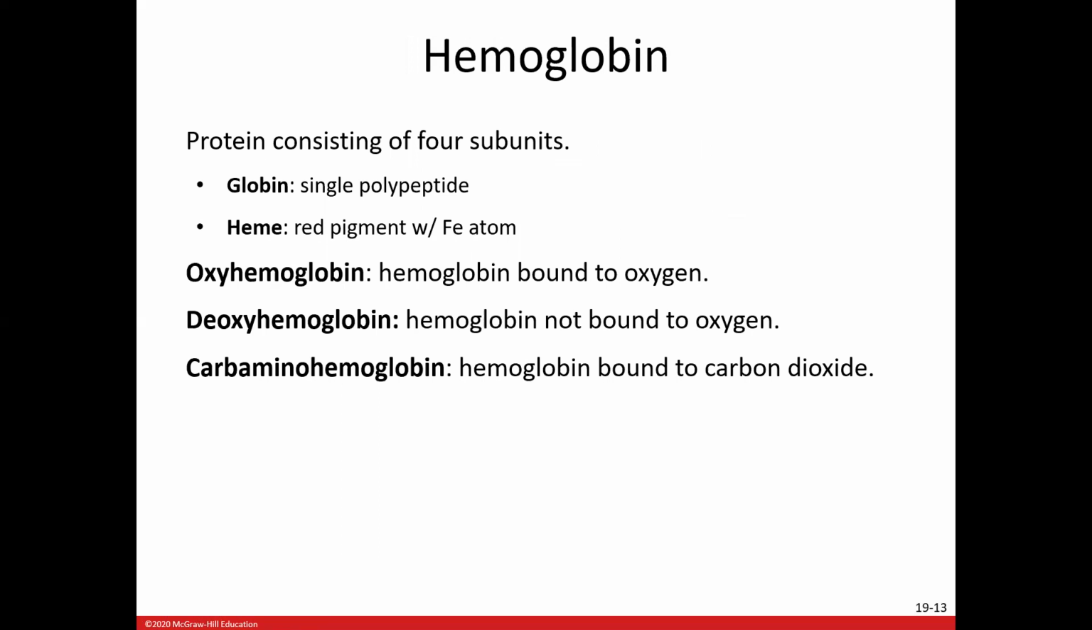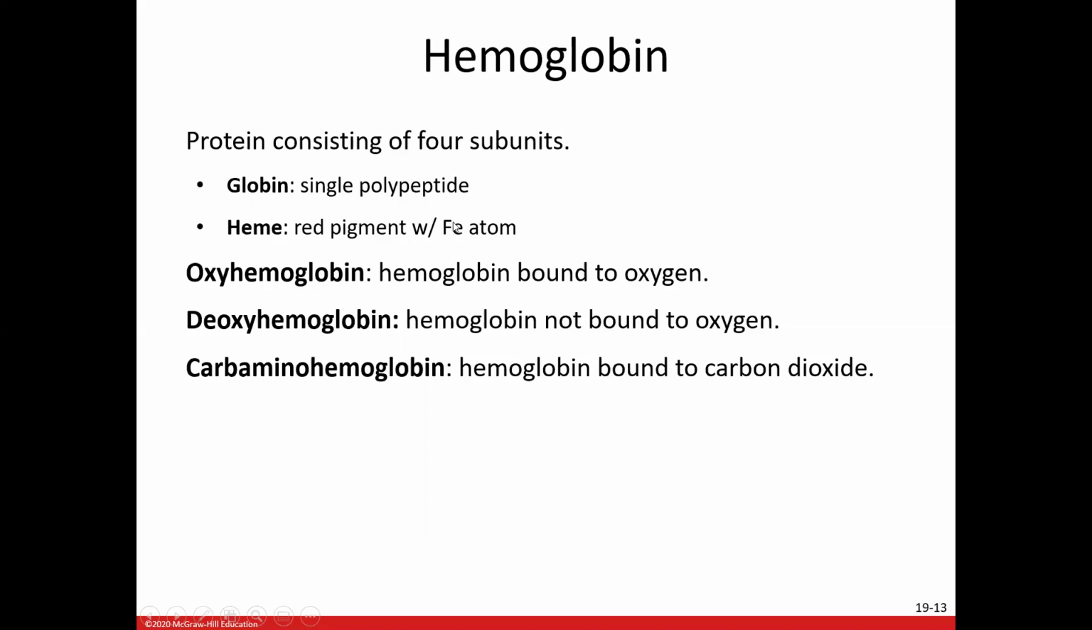So that key protein within your red blood cells is your hemoglobin. And that hemoglobin has 4 subunits, so 4 individual pieces that make up the hemoglobin itself. And each subunit has 2 components. So you have a globin, which is a single polypeptide, so just a single protein chain. And that single polypeptide has a pigment called heme bound to it. And that pigment then has an iron atom with it. So we put the words together, heme and globin makes hemoglobin. So you have both those components.